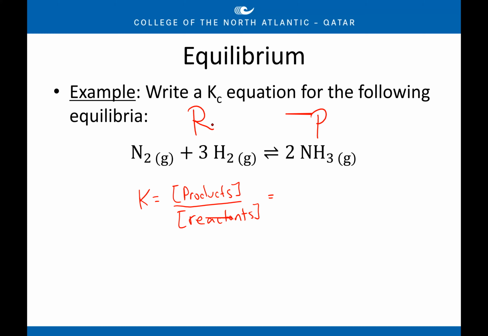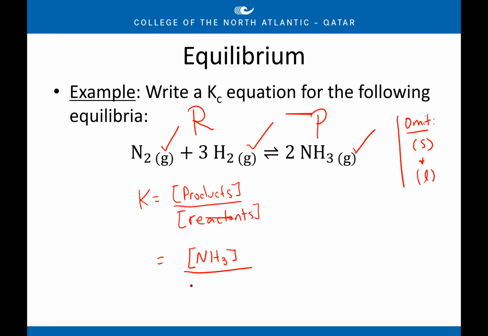I notice that all of these chemicals are gases. You always omit, which means exclude, solids and liquids. So let's write this down. The concentration of my products, well, it's the concentration of NH3, my only product, divided by the concentration of my reactants, N2 and H2.